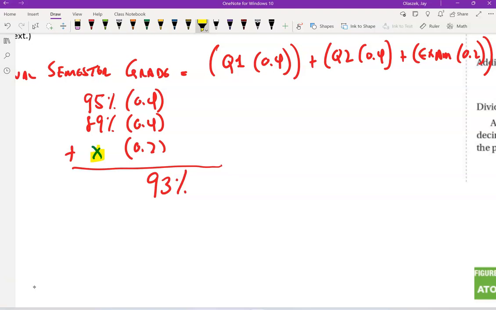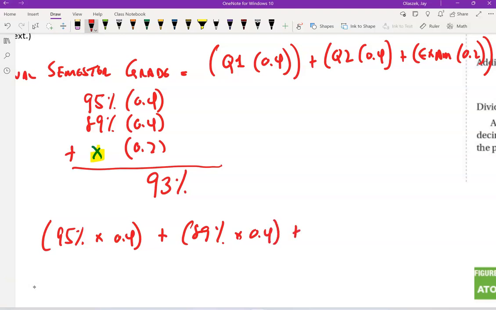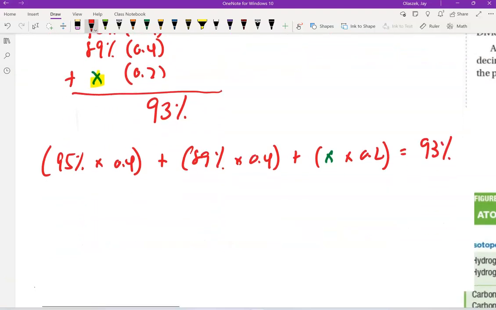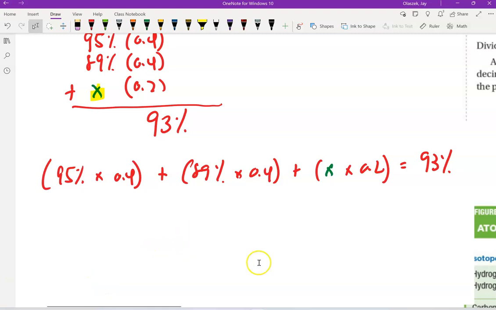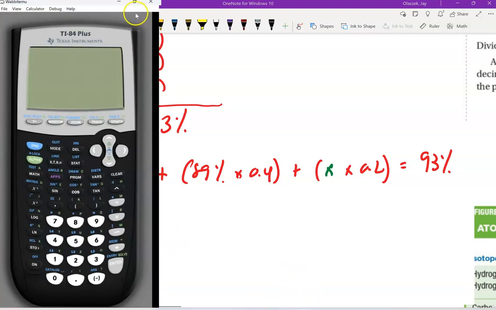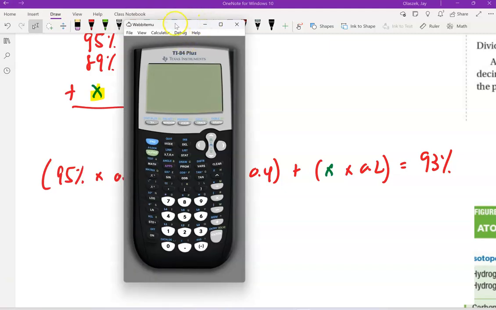Alright, so coming into this, we're going to take your quarter 1 grade. You're going to say 95% times 0.4. You're going to add to that 89% times 0.4. You can add to that x, which you don't know, times 20% or 0.2, and all that needs to add up to 93. So to make things a little easier, I'm going to crank all these out and I'll show you how this works.